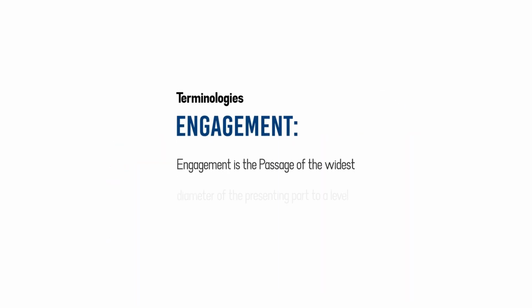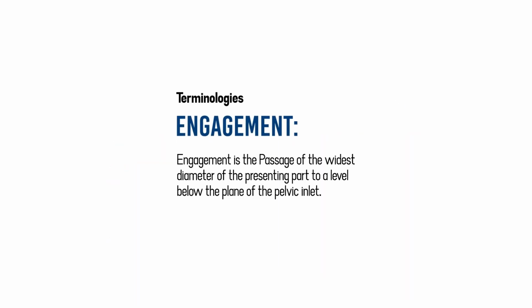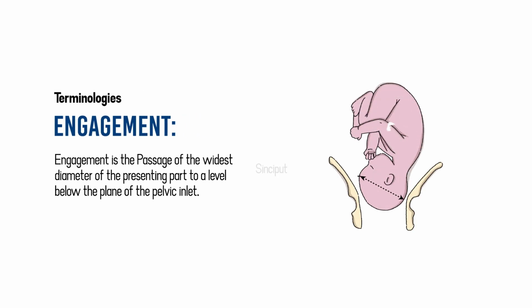Engagement. Engagement is the passage of the widest diameter of the presenting part to a level below the plane of the pelvic inlet. In a cephalic presentation, this would refer to the biparietal diameter. It is generally measured as fifths palpable above the pelvic brim, and the head is said to be engaged if 3 or more fifths are past the pelvic inlet.